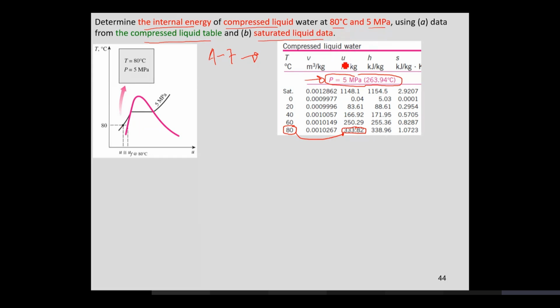In case you don't have the compressed liquid data with you and you have to go with the approximation, it says that internal energy can be approximated as the saturated liquid value of internal energy at the given temperature, which is 80 degrees centigrade. In that case, you will go to which table?